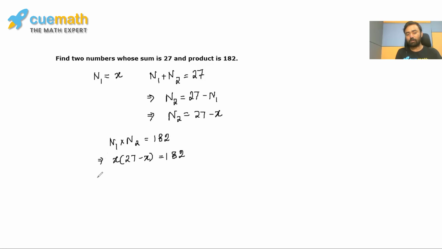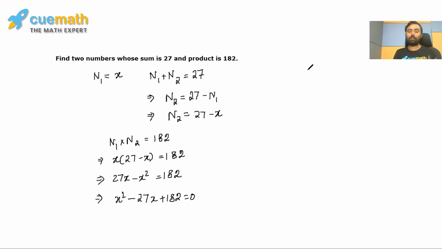Let us simplify this further. So we are going to get 27x minus x square equals 182. And if we take all the terms on one side and make the coefficient of x square positive, we are going to get x square minus 27x plus 182 is equal to 0.